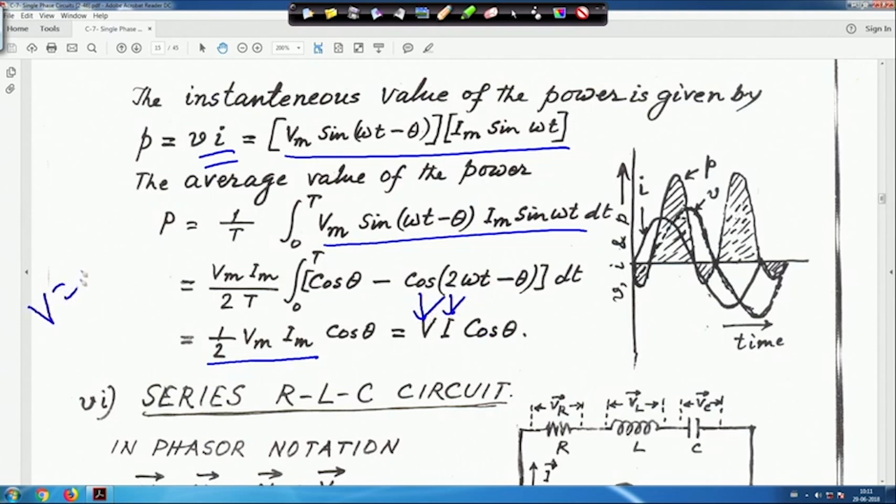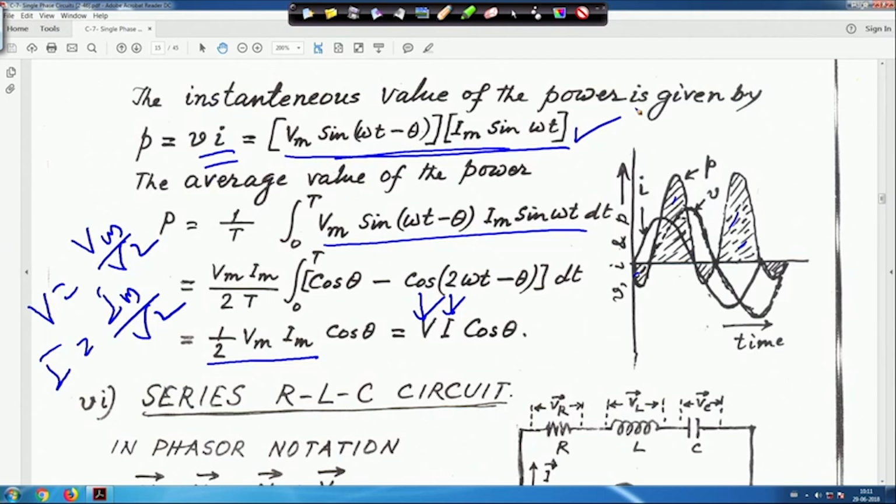So once again I am writing for you, V is equal to Vm by root 2 and I is equal to Im by root 2, the RMS values of the voltage and current, right. And the diagram is shown here for the power, voltage and current, just to give you a feeling of how you plot this. The dashed portion shown is the power part.